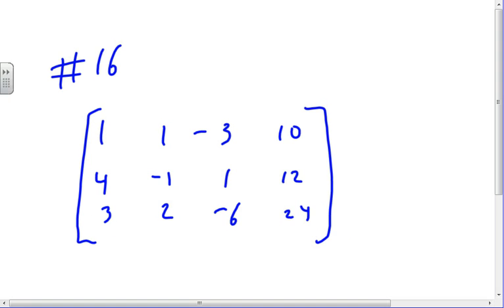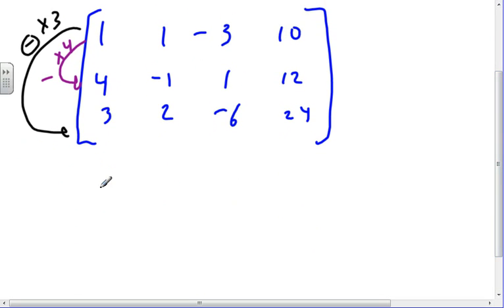Okay, now assuming that I wrote the problem down right, I'm going to multiply by 3 and subtract. And I'm also going to multiply by 4 and subtract. And that'll put 2 zeros right where I want zeros to be. So 1, 1, minus 3, 10. Multiply by 4, subtract: 0, minus 5, 13, minus 28.